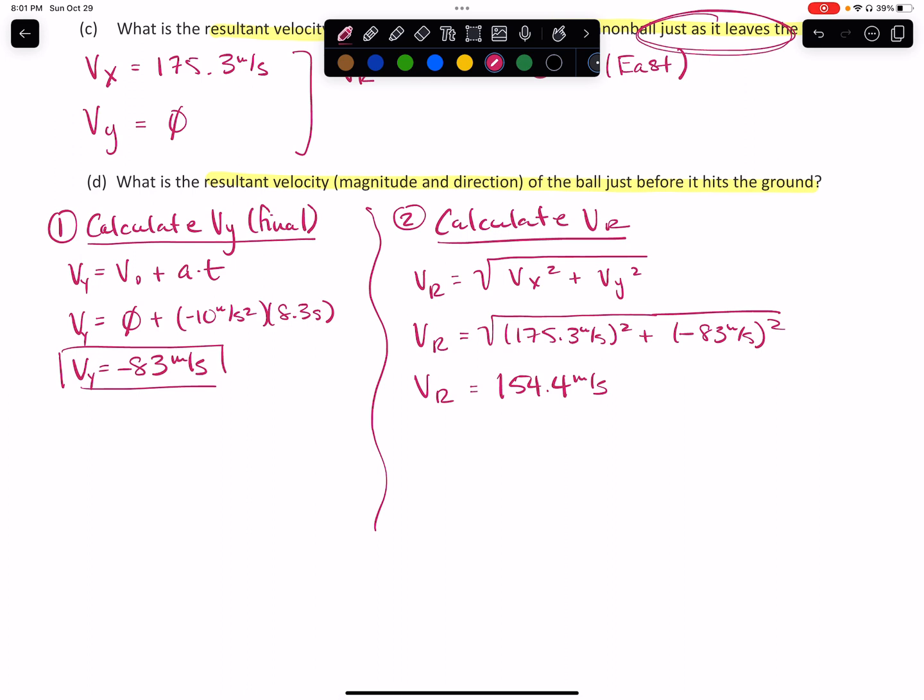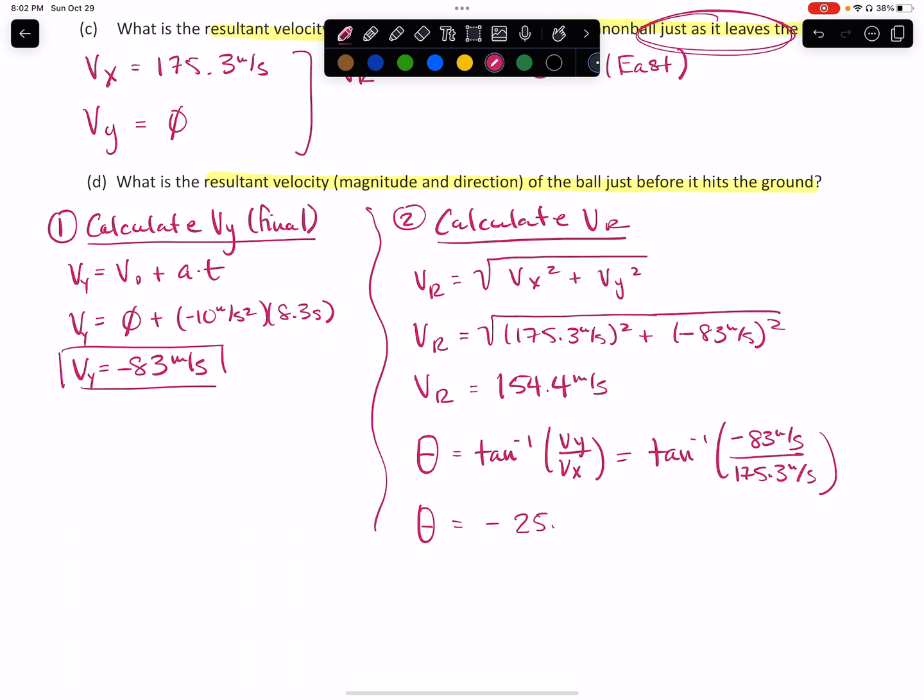But that's not enough. We know that velocity is a vector quantity, so we need the direction, or the angle, theta. We'll use our inverse tangent formula, which is the vertical velocity divided by the horizontal. So in this case, negative 83 meters per second divided by 175.3 meters per second. We plug that in and find that our angle theta is equal to negative 25.3 degrees. So our resultant is 154.4 meters per second at 25.3 degrees south of east.